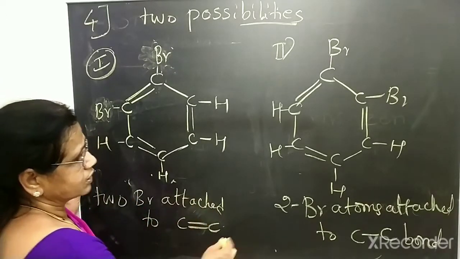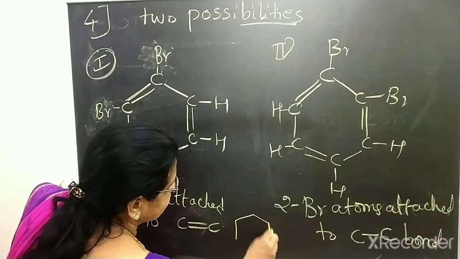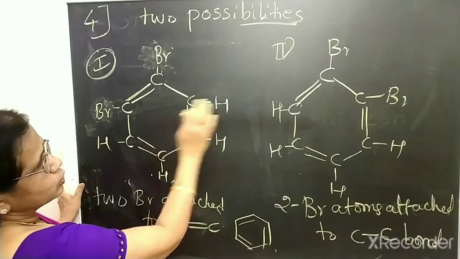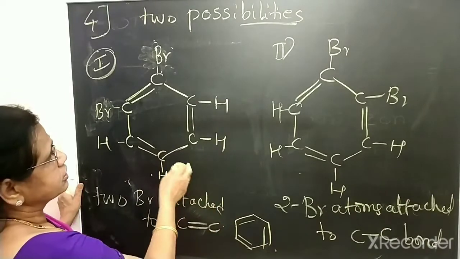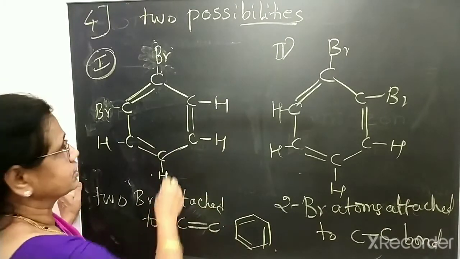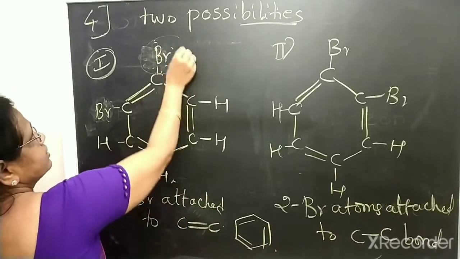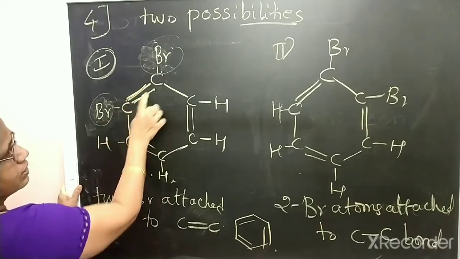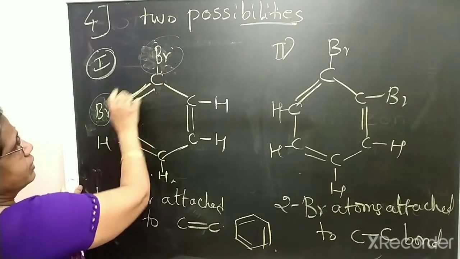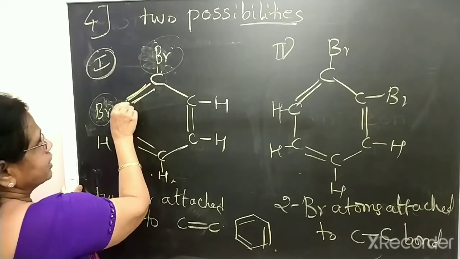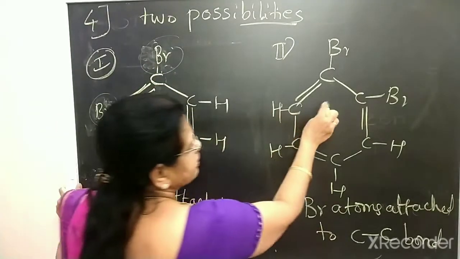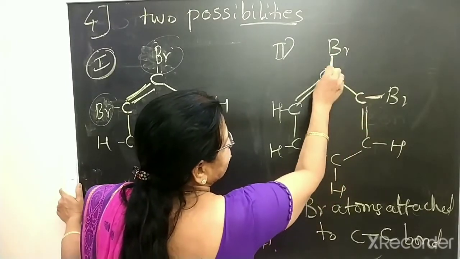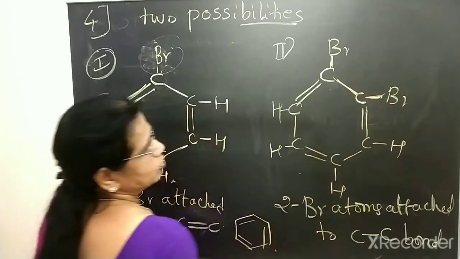So when benzene forms the disubstituted product, if we take the hexagonal structure containing alternate single and double bonds, then there are two possibilities of disubstituted structures. In one structure, 2 Br are attached to the carbon-carbon double bond. In another structure, 2 Br atoms are attached to the carbon atoms connected with the single bond.